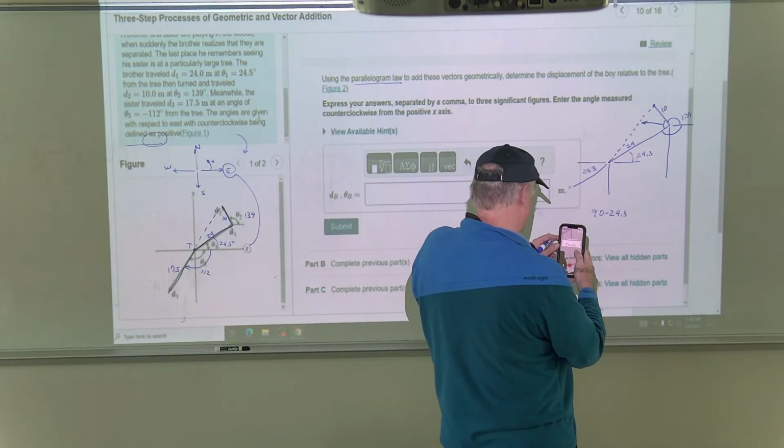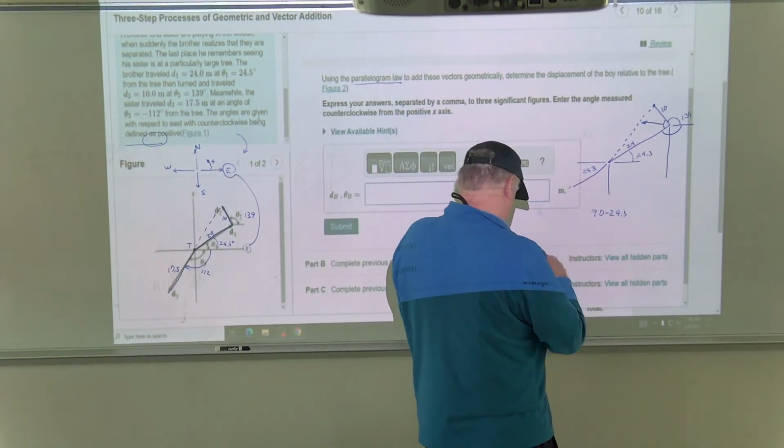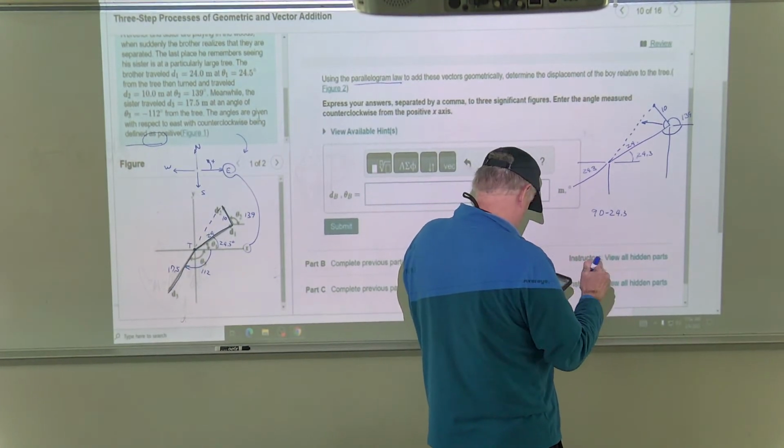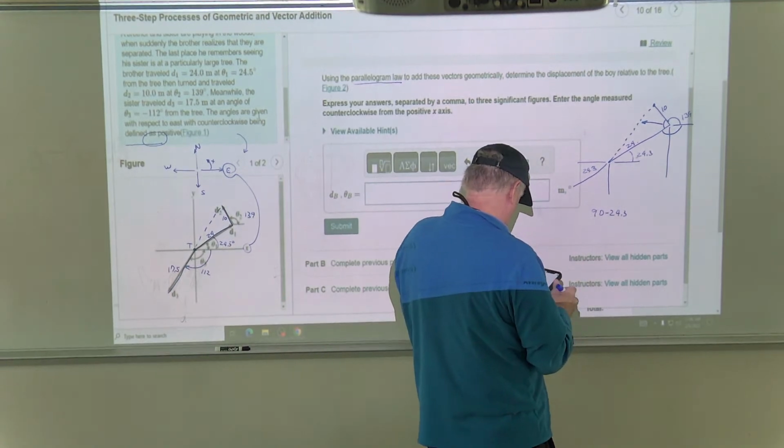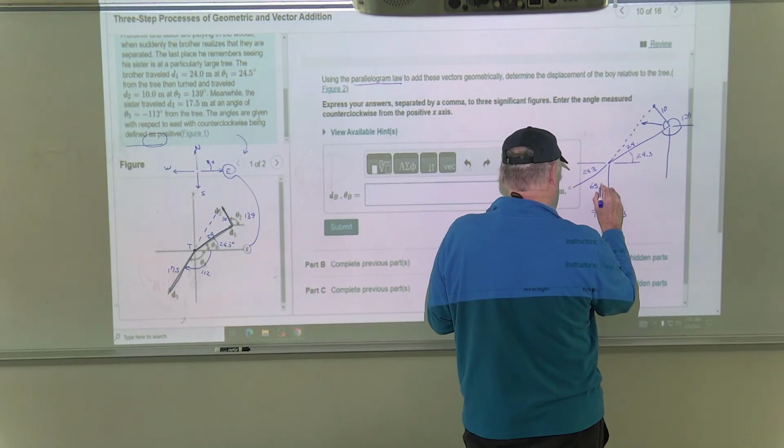If I'm going to write a number on the board, it'd be good to have the right number. That was weird. So 65.7. I probably should have known that.